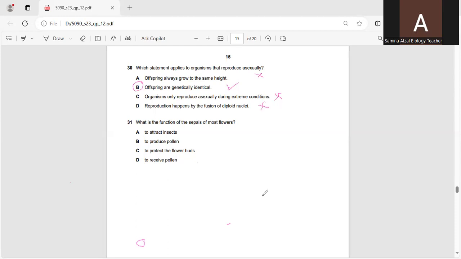Question number 31. What is the function of the sepals of most flowers? To attract insects? No. To produce pollen? No. To protect the flower buds? Yes. To receive pollens? No. Stigma is to receive the pollens. To attract insects, petals are there. Pollens are produced in the anthers. So sepals are only to protect the flower buds. Okay, so they are meant for protection.